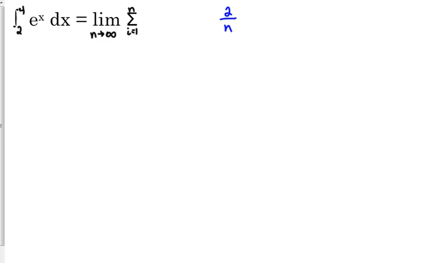Now, our f of x is e to the x. Our variable is in the exponent. So we've got to replace x with i's and n's. If we think the same way that we just did, i over n every time represents your x value. But we're not starting at 0 this time. We started at 2. So we've got to do 2 plus i over n, because we started at 2 and we're adding that i over n idea. That's going to put us where we're supposed to be.